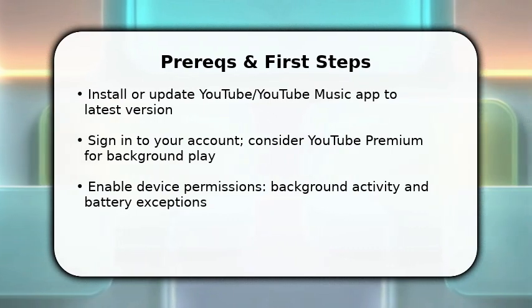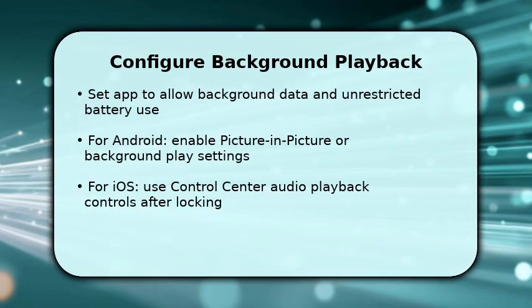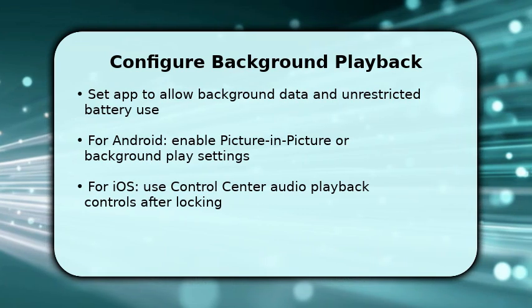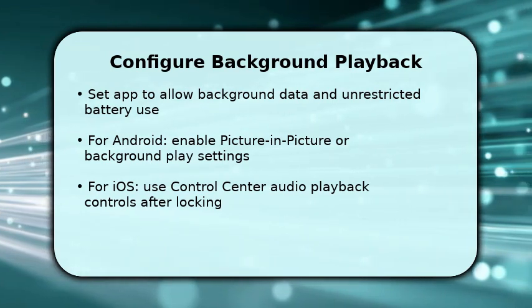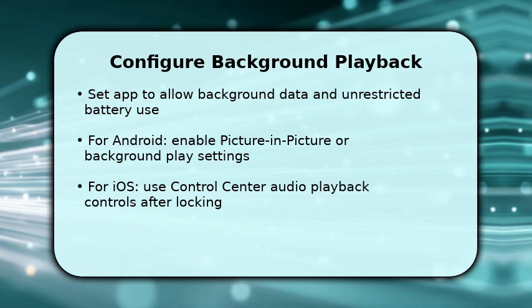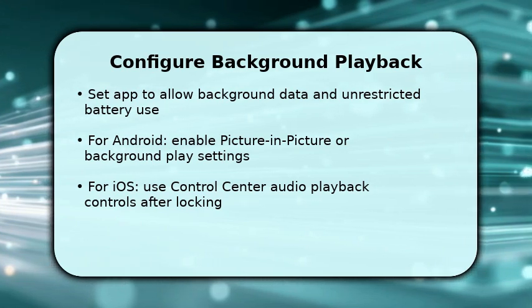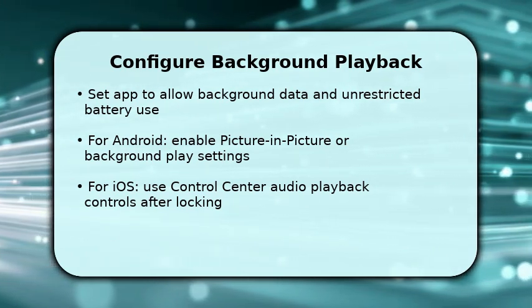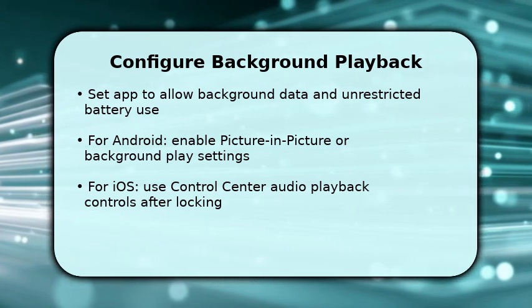On Android, enable background play or picture-in-picture and toggle unrestricted battery use for YouTube. This prevents the OS from pausing streams. On iOS, start the track, lock the phone, then use the Control Center play button to resume audio. This often forces background streaming.